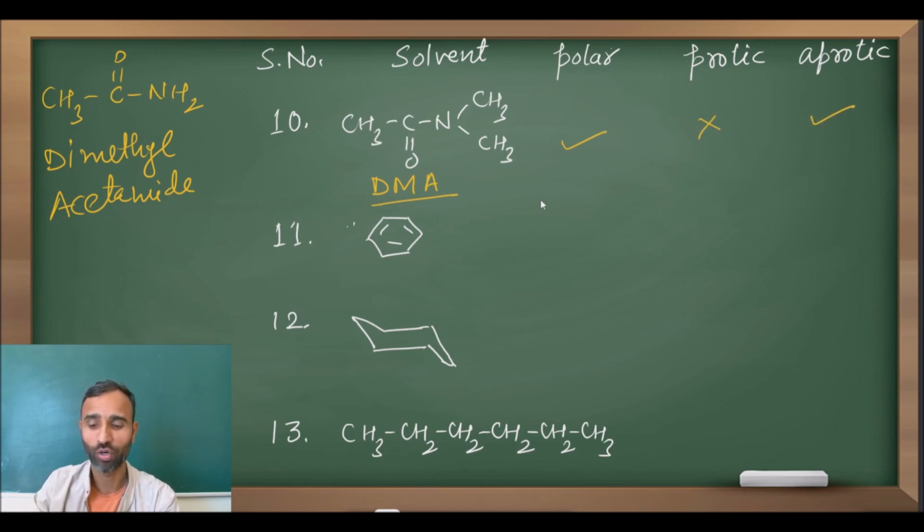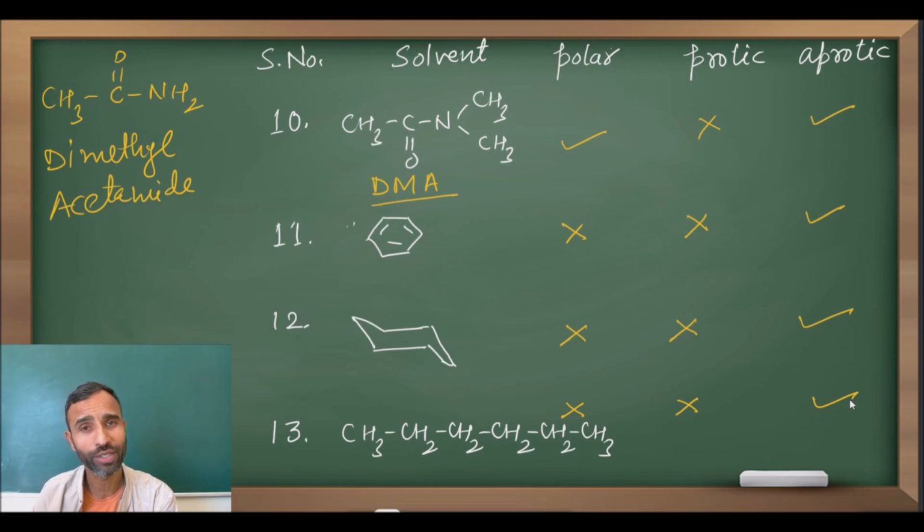Benzene, it is not polar. Benzene is non-polar, not protic. It is only aprotic. Cyclohexane, pure form of cyclohexane, non-polar, not polar, not protic. It is aprotic. Hexane, non-polar, not protic, it is aprotic.